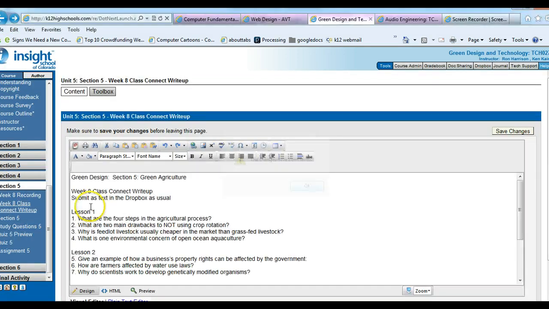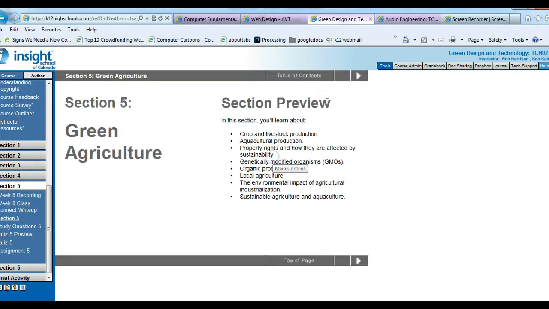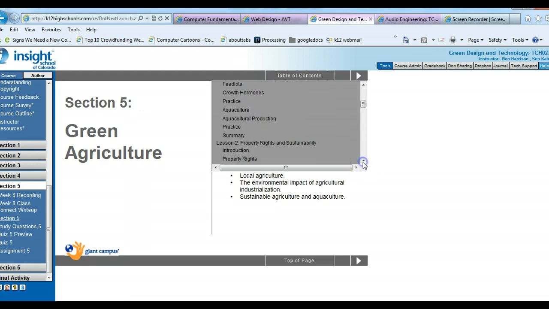Oh, I'm going to go that way. So now we're going to go into lesson 2. Come on. Okay, let's move forward here to lesson 2.